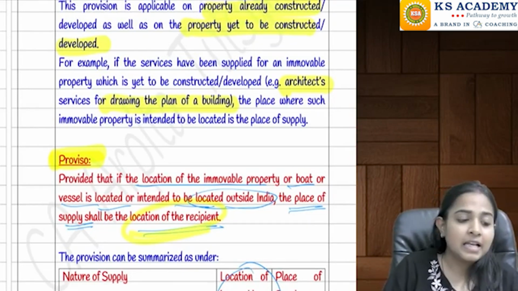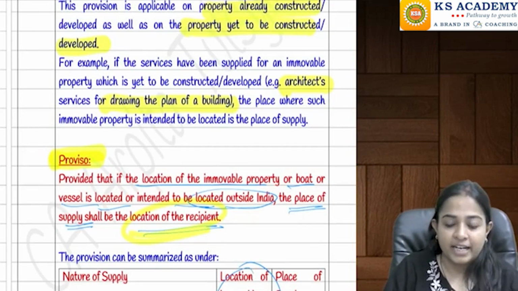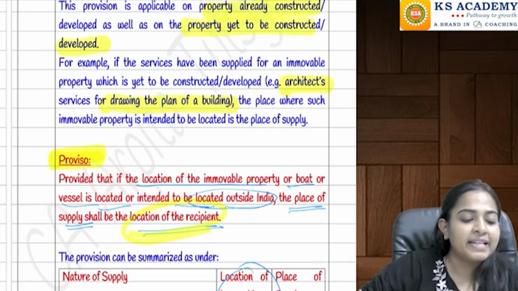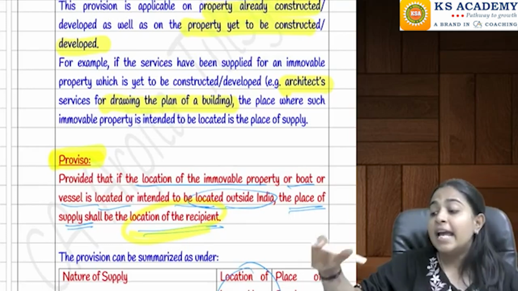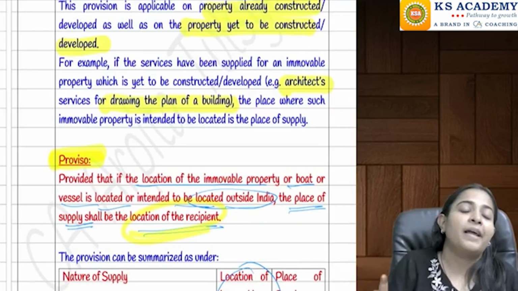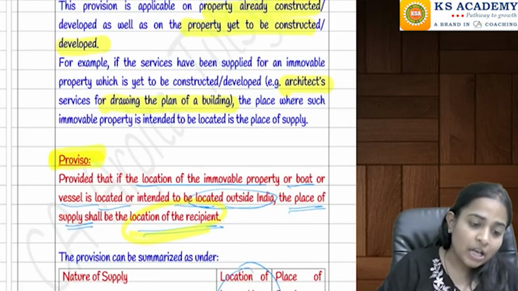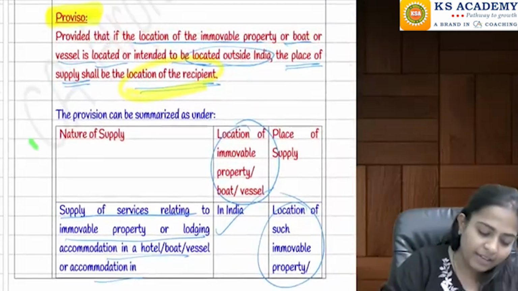Very clear with this? Now just try to understand. If the property is here in India, then the place of supply will be the location of that immovable property. If the immovable property is located outside India, then the place of supply will be the location of the recipient. Very clear with this? Now listen, this is the summary table that is given for you.